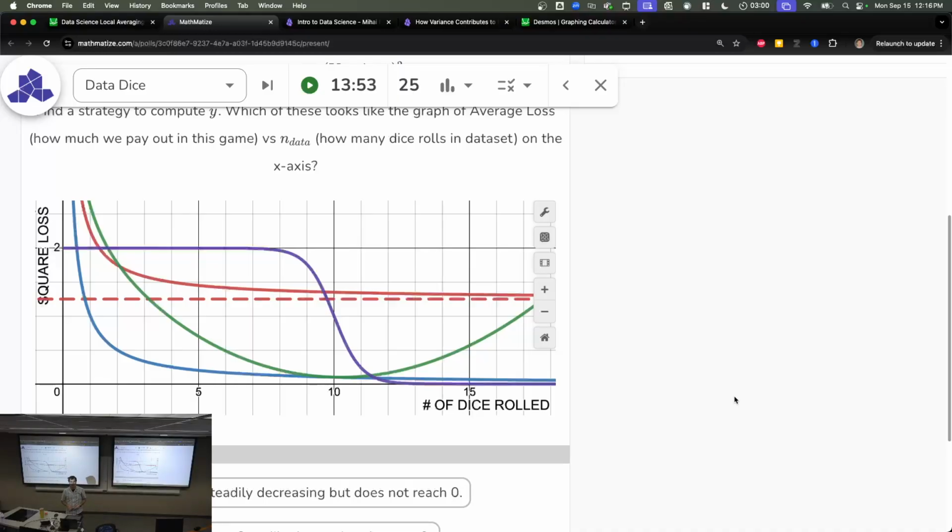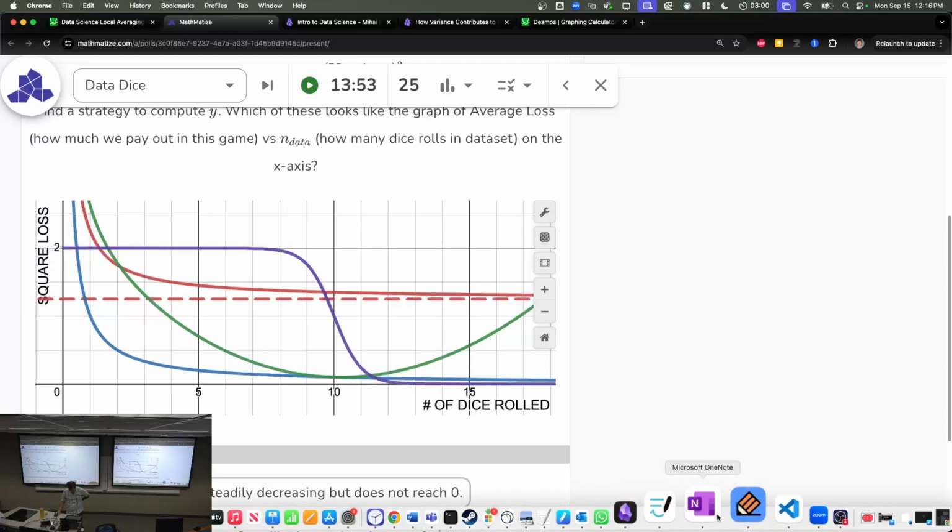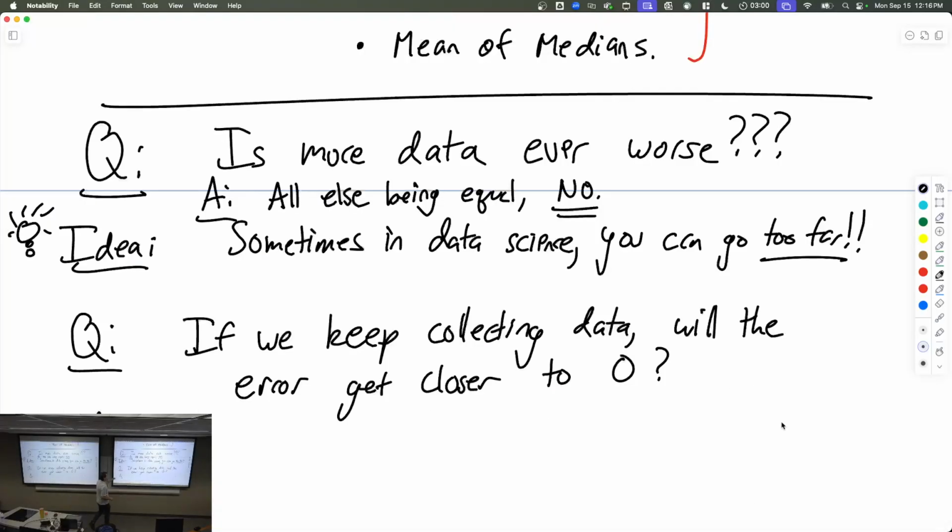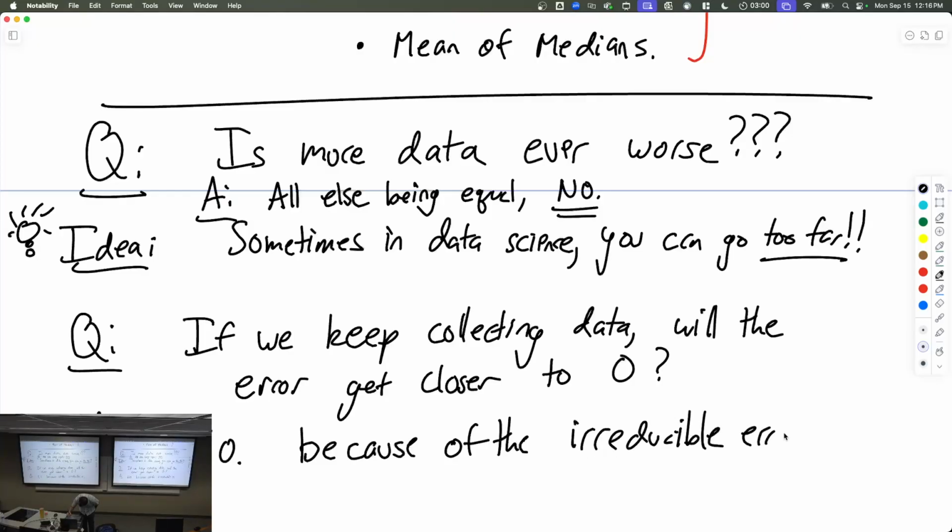We have irreducible errors, so it can never be. Okay, yeah. So you're on the side of, will it ever get closer to 0? You're on the side of no. Okay, and then what is your reasoning? Why do you think so? Because of the irreducible error. Very nice answer. Because of the irreducible error. That's a wonderful, short, perfectly correct answer. And this is exactly right.